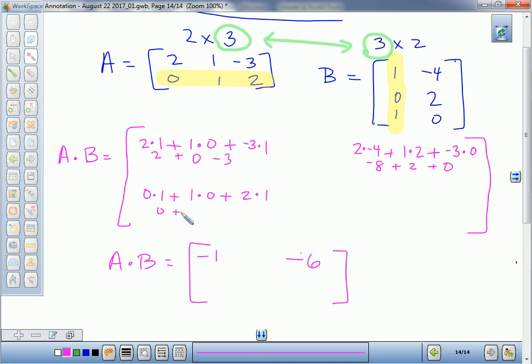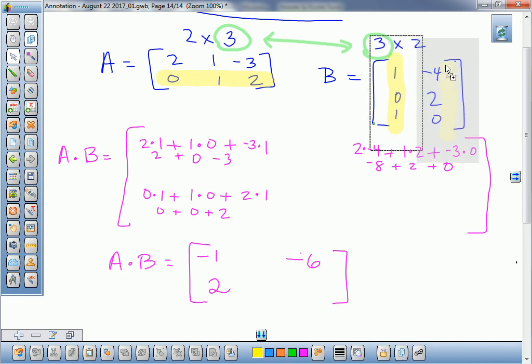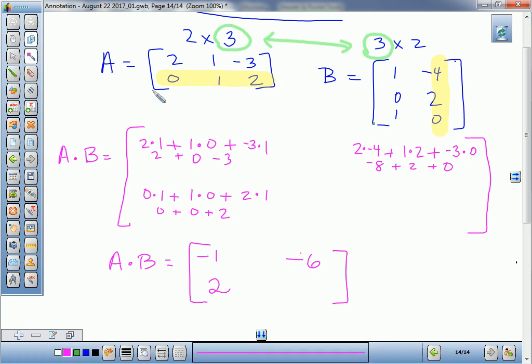So to do this matrix multiplication, the number of columns of the first matrix must be equivalent to the number of rows in the second matrix to be able to do the multiplication. Okay? So, B times A.